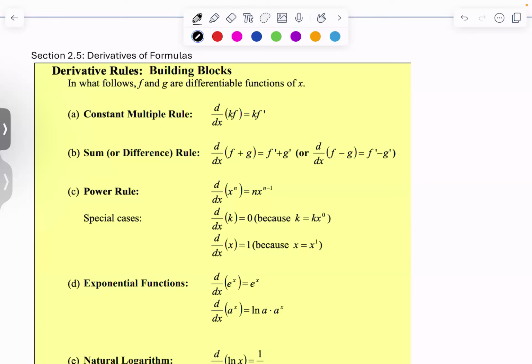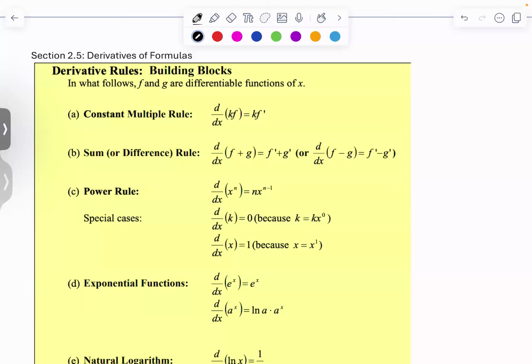Remember, the prime notation is what we're using for the derivative. So if we look at the constant multiple rule, it's part A. It says d with respect to dx of k, which is a constant, times a function of x, is the same as k times the derivative of that function. Now, we haven't gotten to how to find a derivative yet. That's the second half of today. We'll get to those here in just a few minutes.